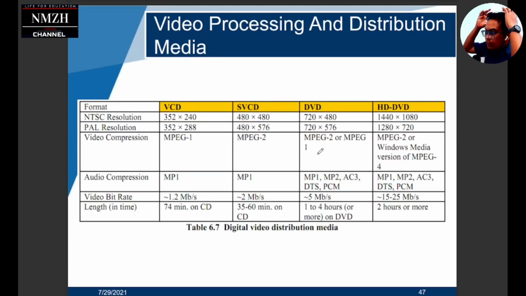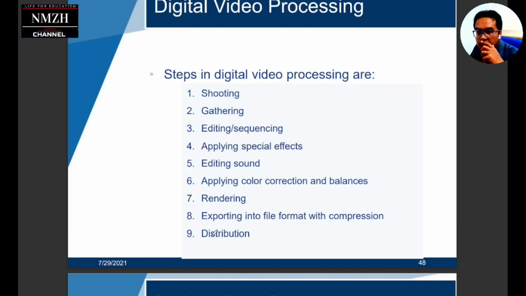Okay, this is the video compression, processing and distribution media in a single table. So we do have NTSC and PAL. Okay, right. So now I'll be continuing with digital video processing. How are we going to have the processing happen in making a digital video? Okay, so first is shooting. Okay, right. So the second one is gathering, editing, applying special effects, editing sound, applying color. Okay, so those 3 are time consuming.